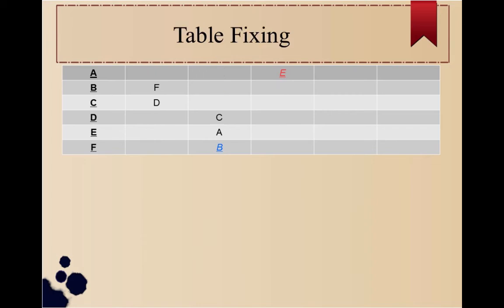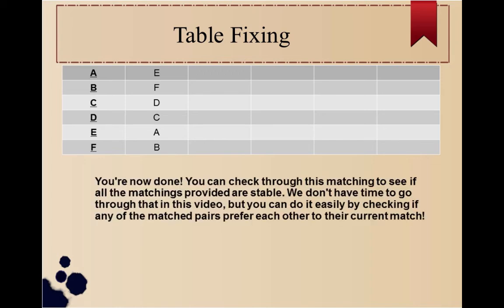So we can remove the marked off pairs from the table, and fix it just like before by shifting everything to the left. Brilliant, you're finished. You can check through this matching to see if all the matches provided are stable. We don't actually have time to go through all that in this video, but you can do it yourself easily by checking if any of the matched pairs prefer each other to their current match.